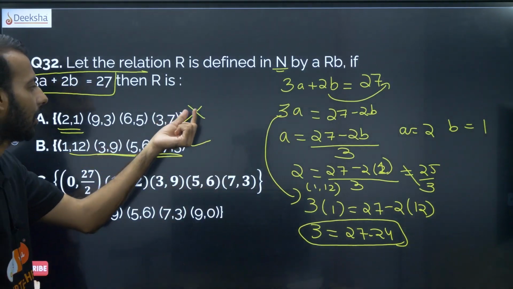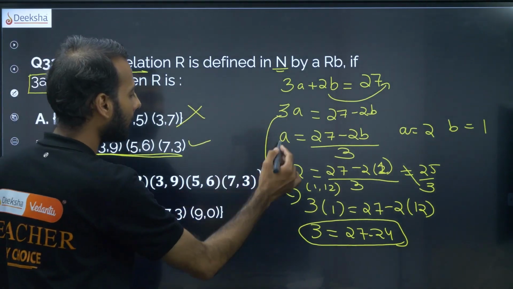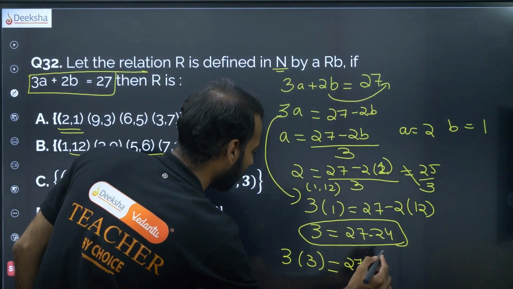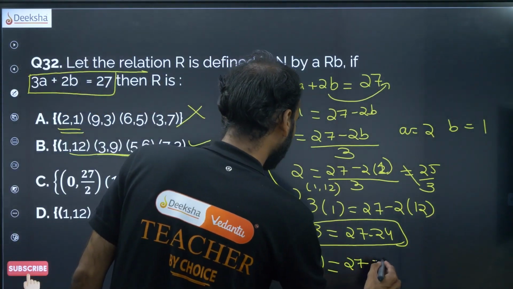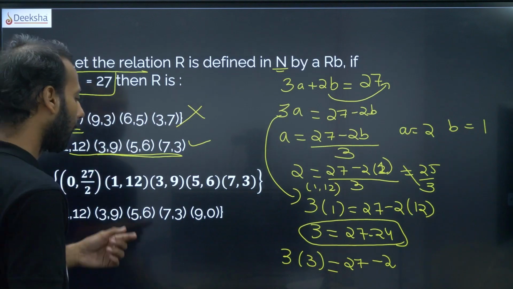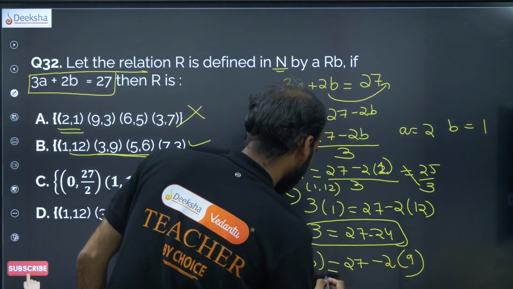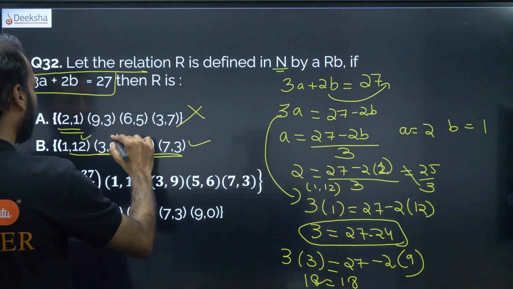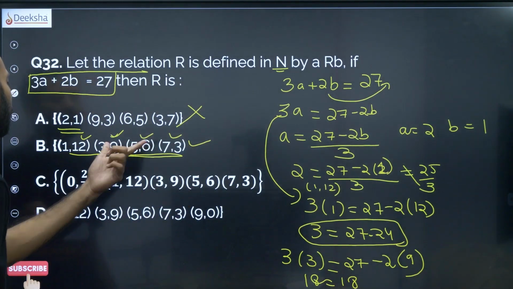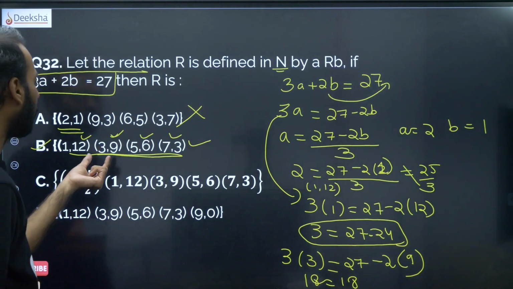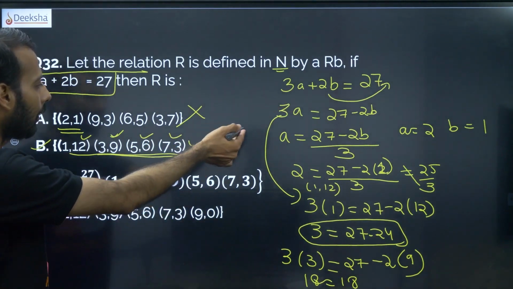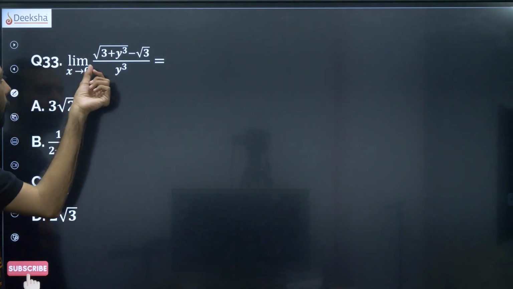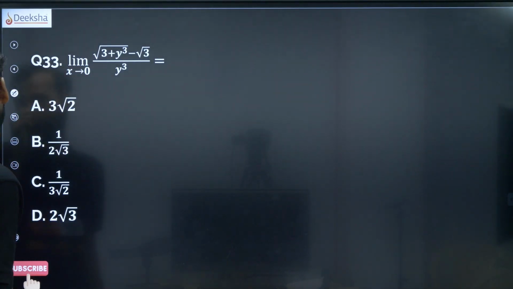So whichever will satisfy: if I take 3, 9 in this, 3 of 3 is equal to 27 minus 2 of 9. So 18 is equal to 18. This is also possible, so you check for the 5, 6 and 7, 3. If you are getting it, then this will be the answer. So you just have to plug in these values in this relation, in any of the relations, and that will be the answer. Moving on to the next, limit x tends to 0, 3 plus y cube.